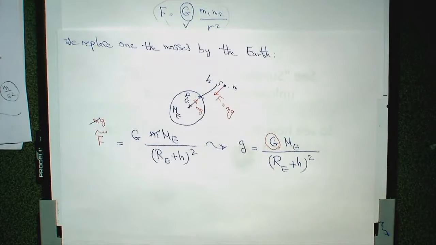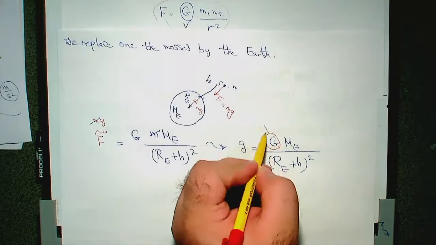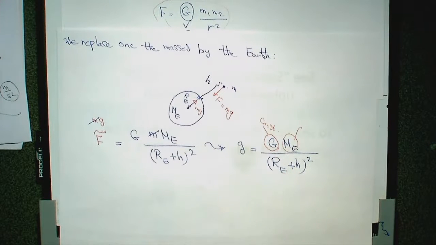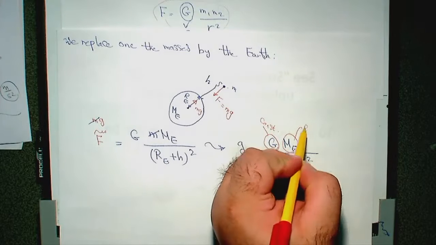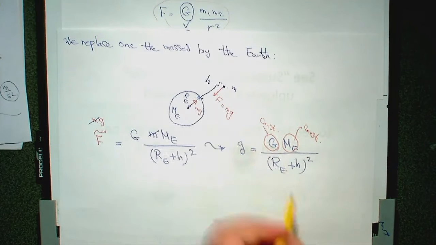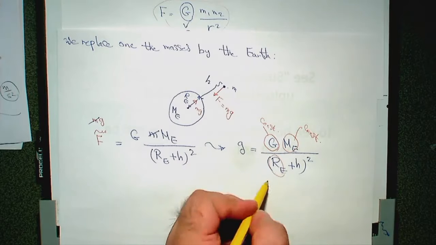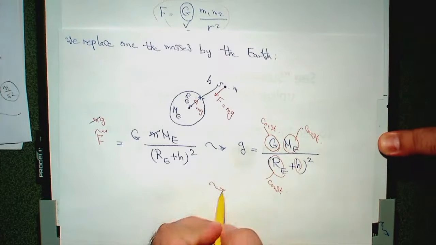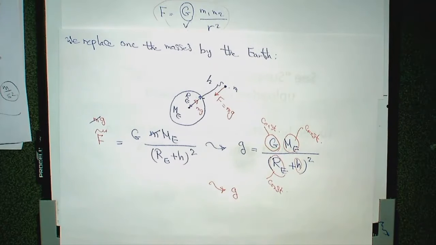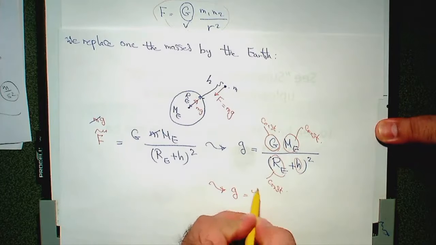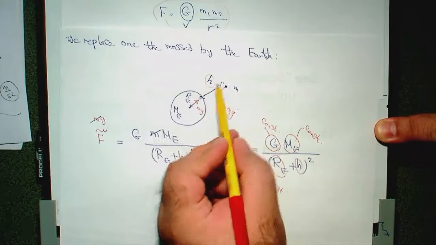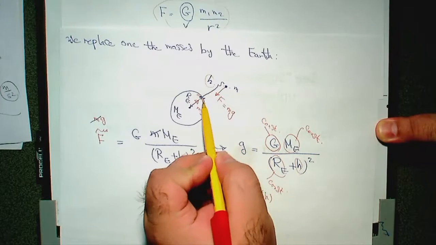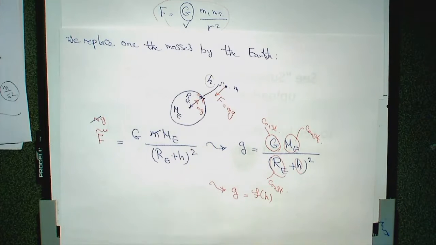Can you tell me, is G a constant or variable? Constant. Mass of Earth? Constant. Radius of the Earth? Constant. h? Variable. Then g, which later we call gravitational acceleration, is a function of h. It means h is the distance from the surface of the Earth. Do you agree? Yes, please.